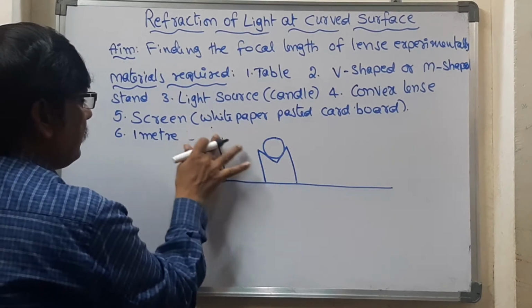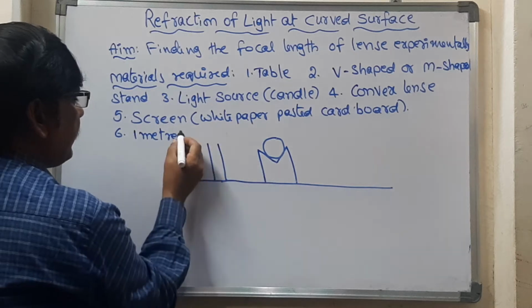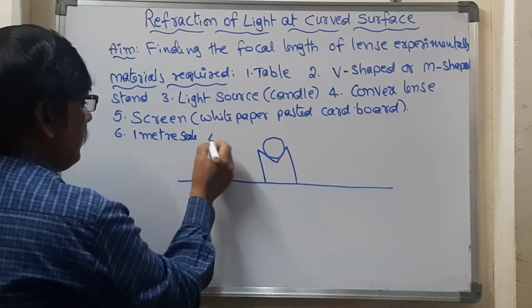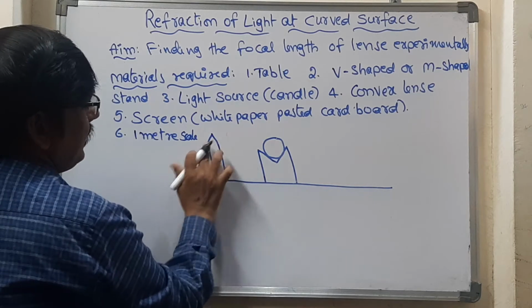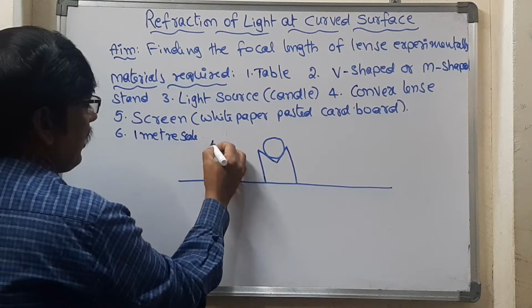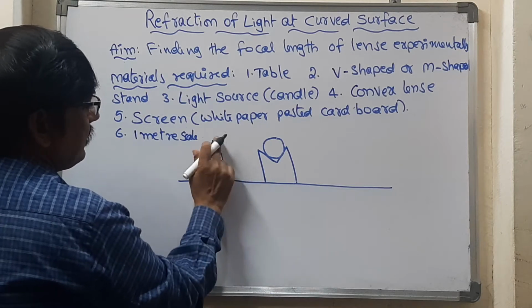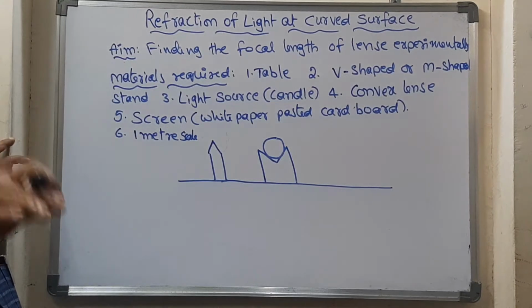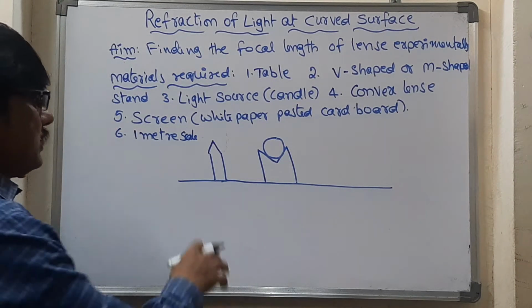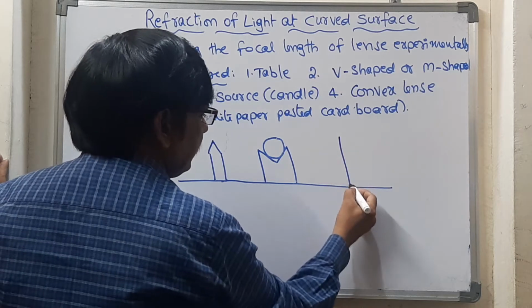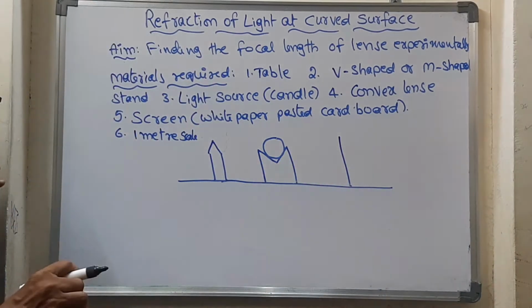I will write the scale. Because the candle we have to draw. Now let us take the candle, and take care that the candle tip and the lens should be at an equal distance from the surface, then only the image can be formed. And now on this side we will take a cardboard.